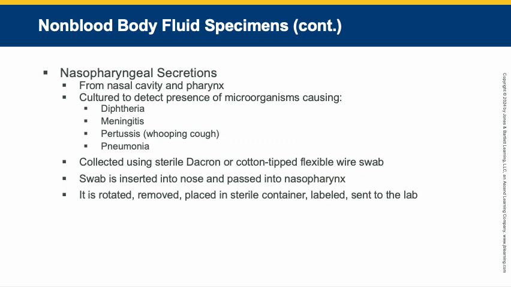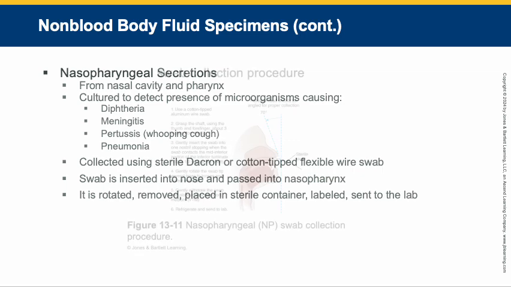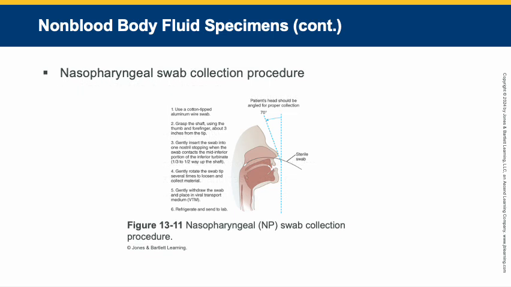These became extremely popular with all of the COVID testing once that virus appeared. This is a picture of the nasopharyngeal swab collection procedure. The patient's head should be angled for the proper collection, so you angle it back like 70 degrees. Using that swab, you grasp the shaft using the thumb and forefinger about 3 inches from the tip. Gently insert the swab into one nostril, stopping when the swab contacts the mid portion of the inferior turbinate.